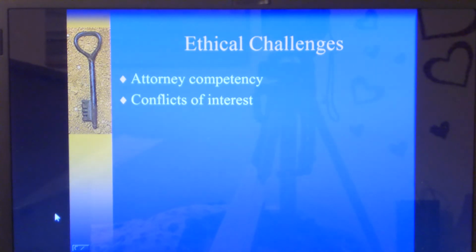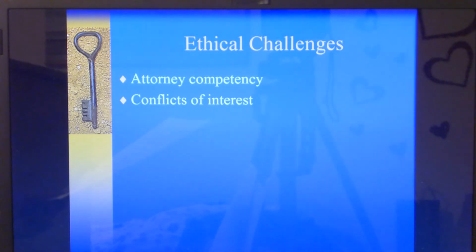This brings me to the next slide on ethical challenges: attorney competency and conflicts of interest. One issue of concern deals with whether an attorney is competent to actually represent a client in bankruptcy. Some attorneys would take on a client without proper training in bankruptcy law, basically for the monetary side of things, and they weren't giving the client their undivided ability to perform well as their representative attorney.